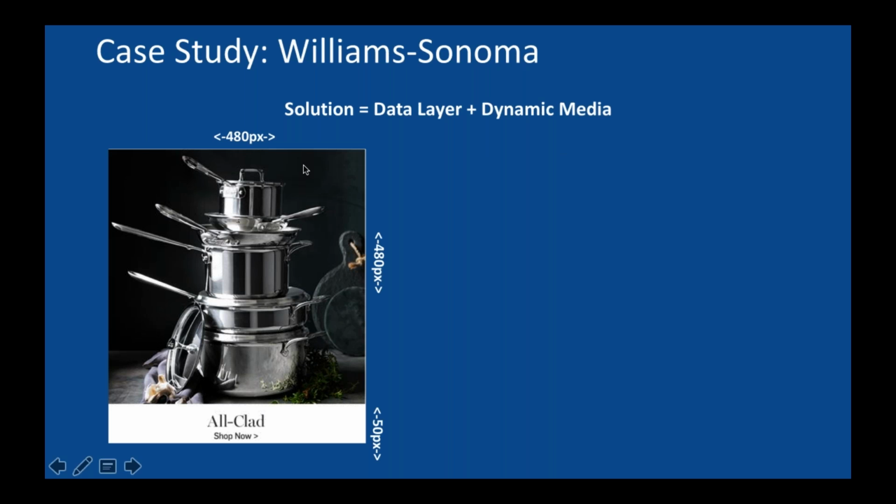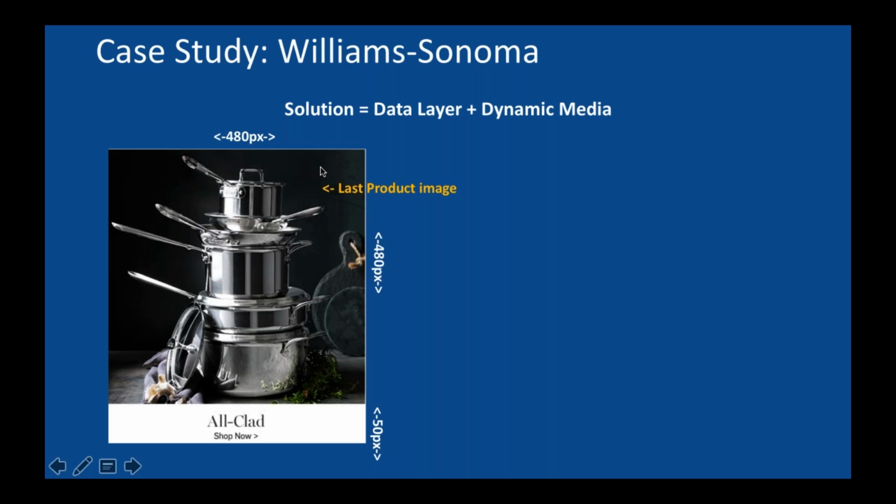So basically, we need a template, right? So this image is 480 pixels wide, 480 pixels tall, and then there's a 50 pixel area of white space here where they overlay the text, right? Then they combine these into an image, which is easy to do.